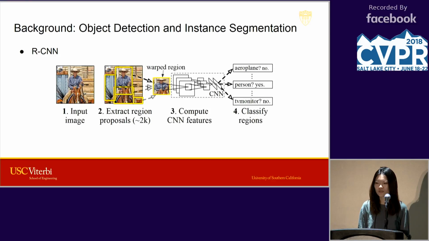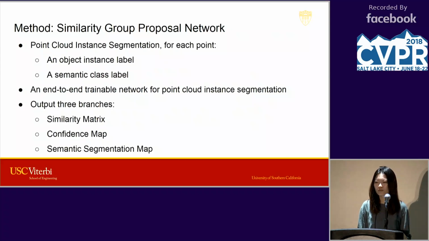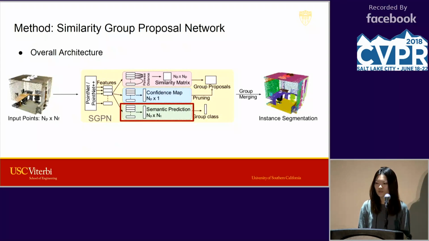Instance segmentation and object detection have received a lot of attention these days, and there is some promising work in 2D. For RCNN, they have these region proposals. So we use a similar concept: we propose similarity group proposal for 3D point cloud instance segmentation. It's an end-to-end trainable network, and our network has 3 branches. The first one is semantic prediction, and then similarity matrix, and the confidence map.